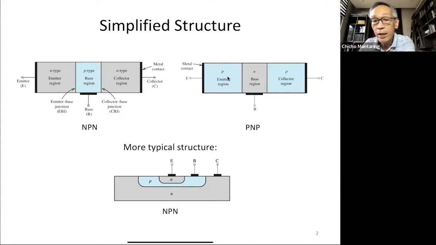So here I show the simplified structure of two types of bipolar junction transistors. You have your NPN and you have your PNP. In the simplified structure, my NPN consists of a P-type region sandwiched between two N-type regions. And then in the PNP transistor, it's the opposite. You have an N-type region sandwiched between two P-type regions. The sandwiched portion, you call that the base region. So in the NPN, you have a P-type base. In the PNP, you have an N-type base.